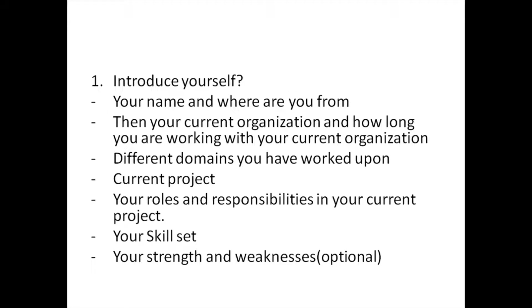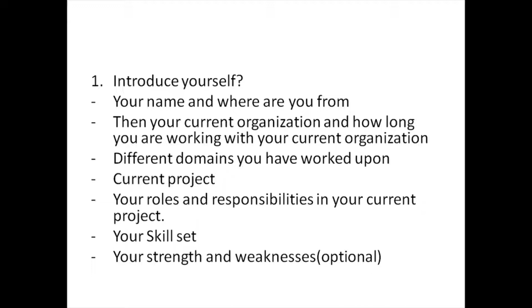The very first question the interviewer asked me is to introduce yourself. To answer this question, first you have to tell your name, then where you are from. Then you can tell about your current organization, how long you are working there, and the different domains you have worked upon. You can tell about your current project and what special you have done in it.